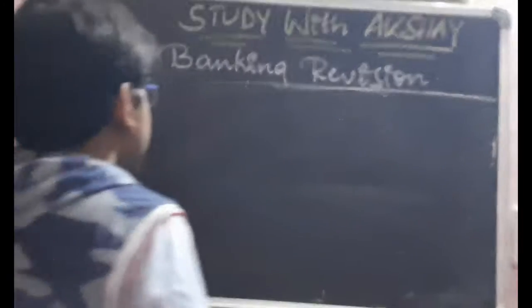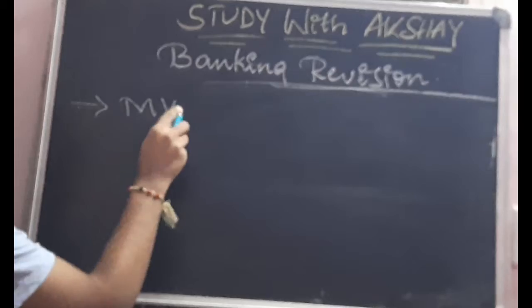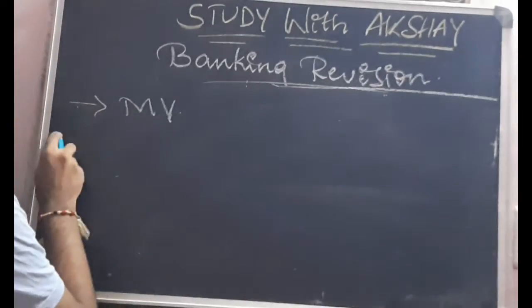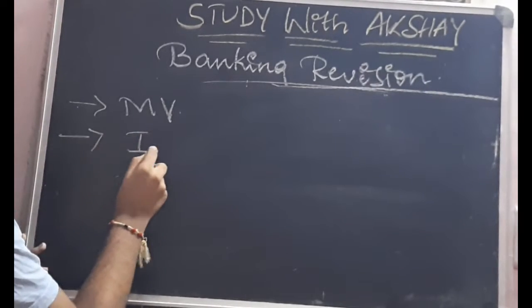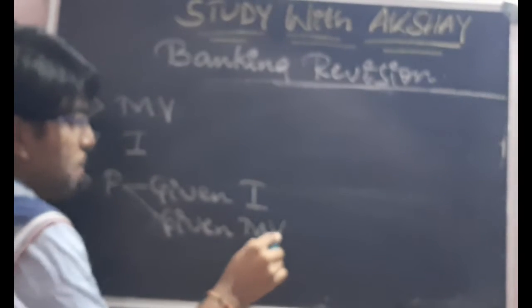The first type of question is to find out the maturity value. Direct question, right? One more type is to find out the interest. Later on, they might ask us to find out the principal by giving us the interest. They might ask us to find the principal, or they might also give us the maturity value and ask us to find out the principal, right?